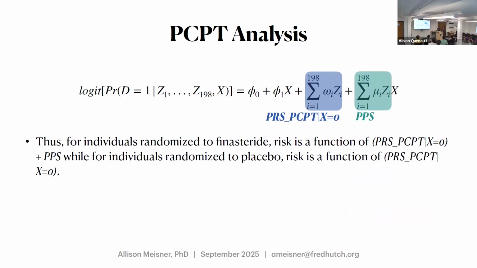So again, for individuals randomized to finasteride, risk will be a function of PRS in the control arm plus the PPS. And for individuals randomized to placebo, risk is a function of just the PRS in the control arm.